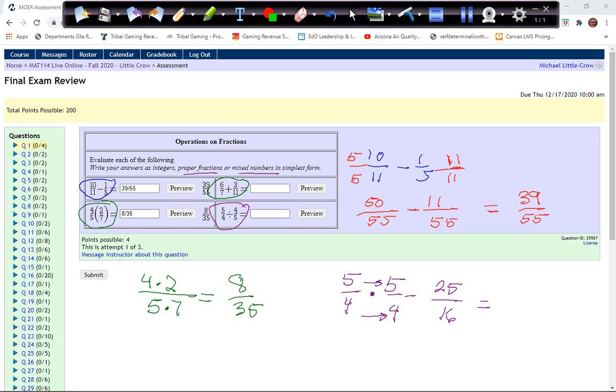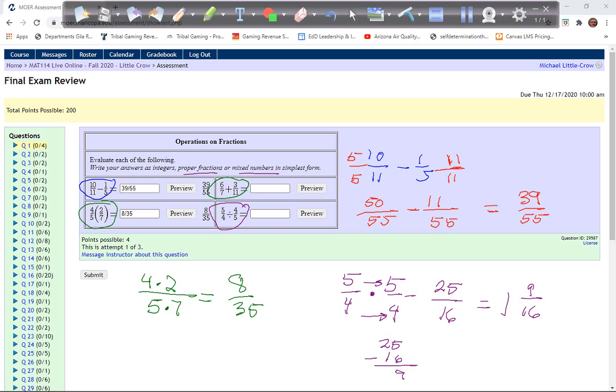But what we're doing is, how many times does 16 go into 25? Well, it goes into it one time. So 16 times 1, and then how many is left over? Well, 25 minus 16 will be left over, and that's going to be 9. So then we have 9/16 left over. And again, that's the way we need to enter it.